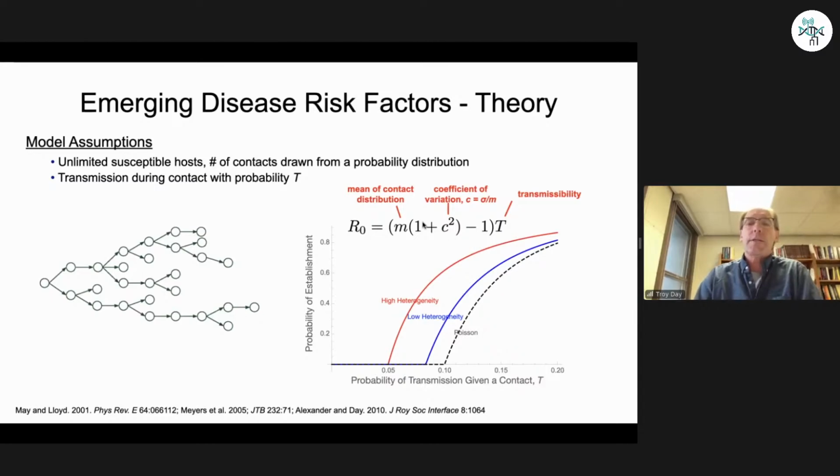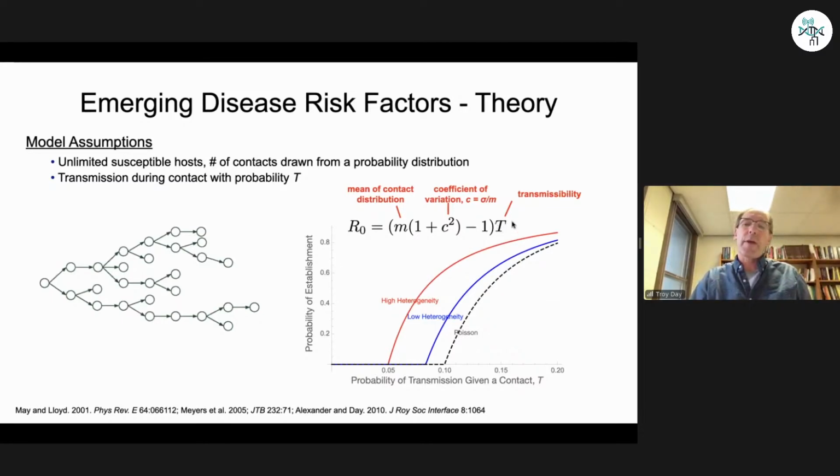So you can compute this quantity R0, which tells you something about the probability of emergence of the disease. And what you find is there are 3 critical parameters that tend to appear. One of them is the transmissibility of the pathogen from one host to another. And of course, as that goes up, the probability of establishment goes up.